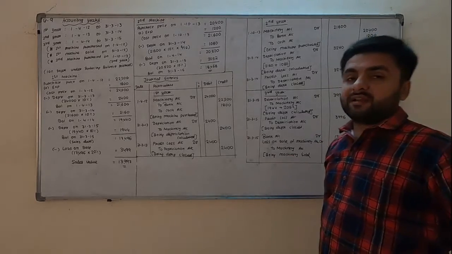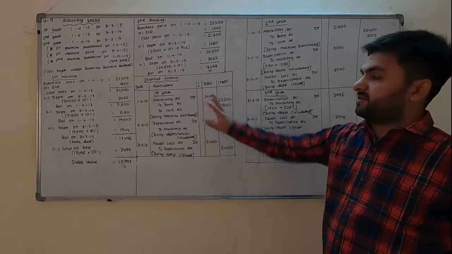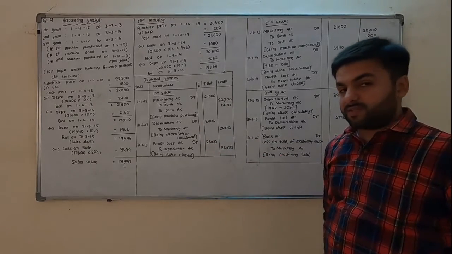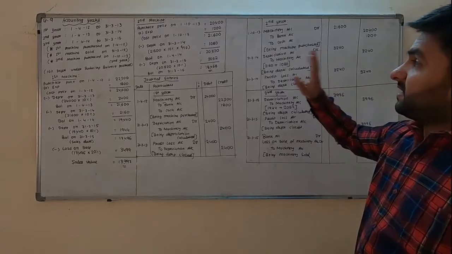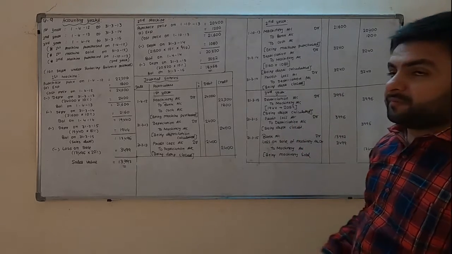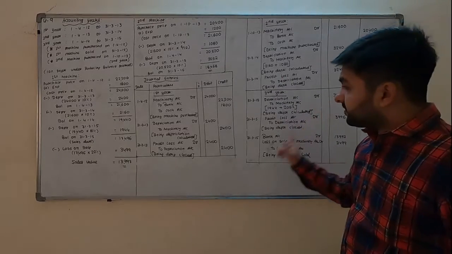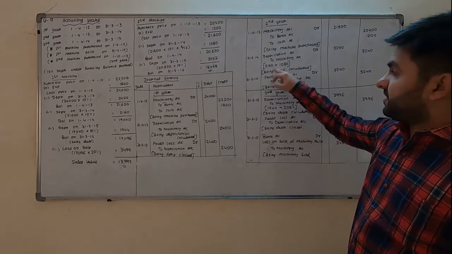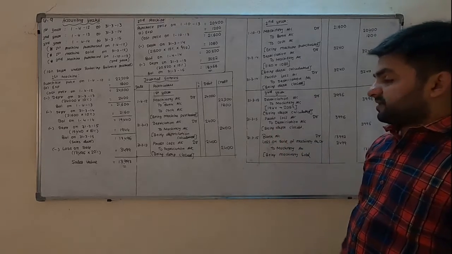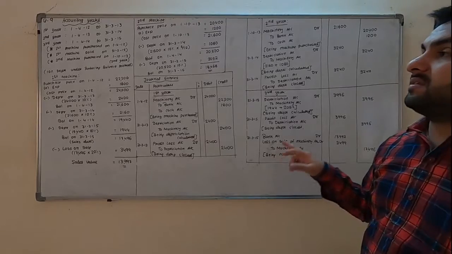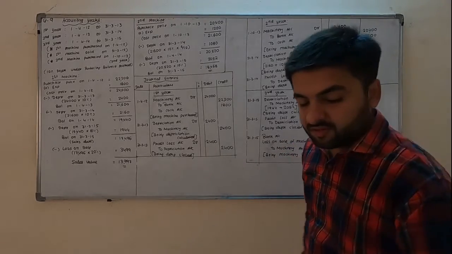But here, why are there 3 entries? In the first year we are purchasing the machine, calculating the depreciation on the first machine, and we are closing the depreciation. In the second year again the second machine is coming, depreciation is calculated, depreciation is closed. In the third year depreciation on both the machines is calculated, depreciation is closed, and the first machinery is sold. So again 3 entries each. Still we want the machinery account.